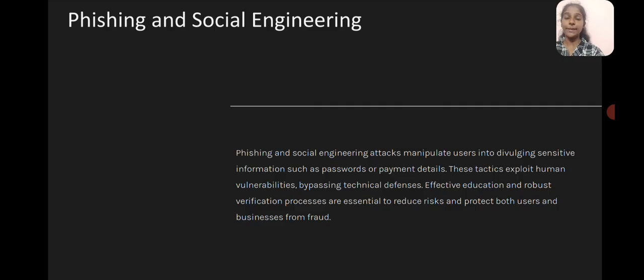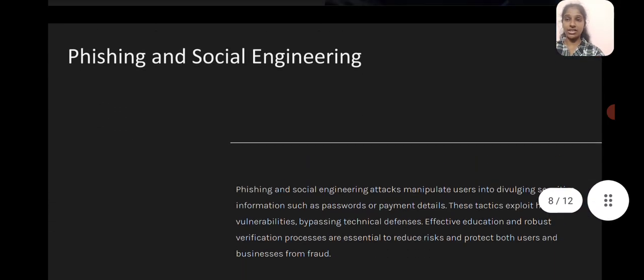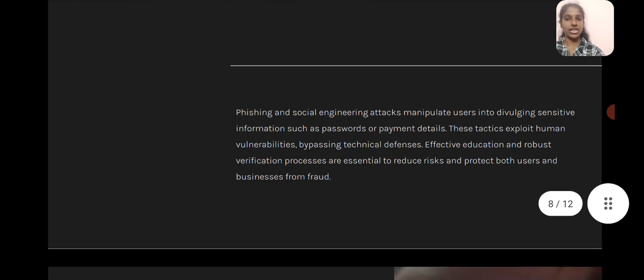So this is one of the security challenges in authentication: phishing and social engineering.